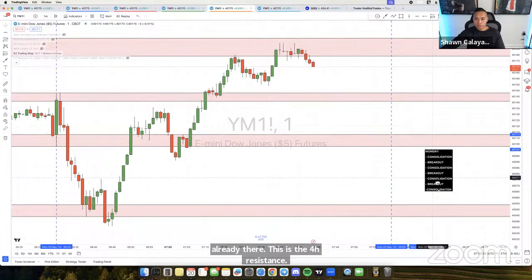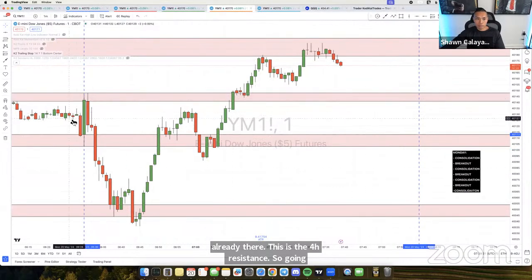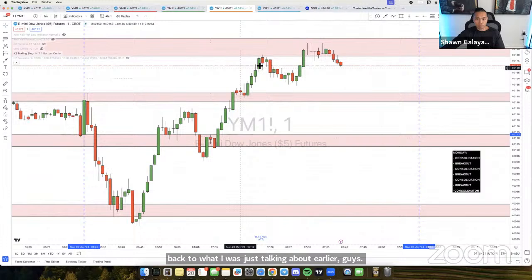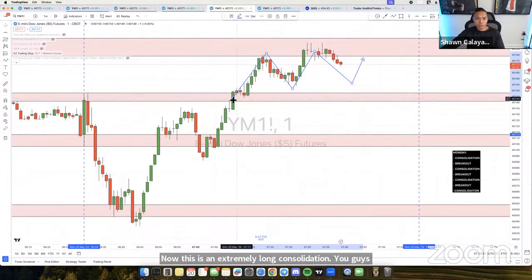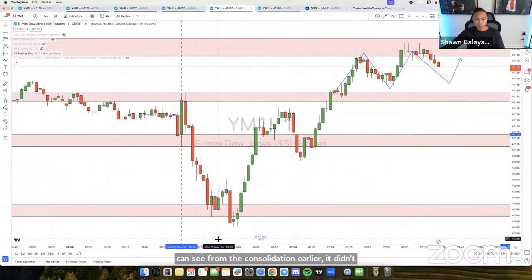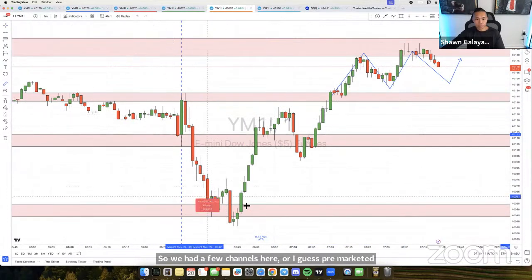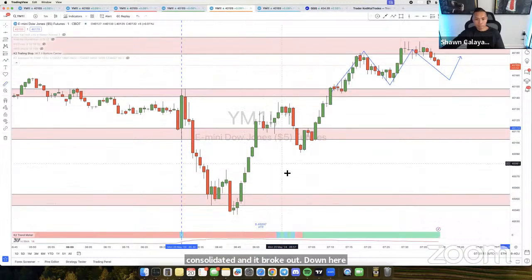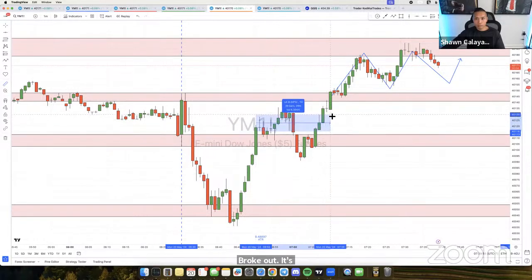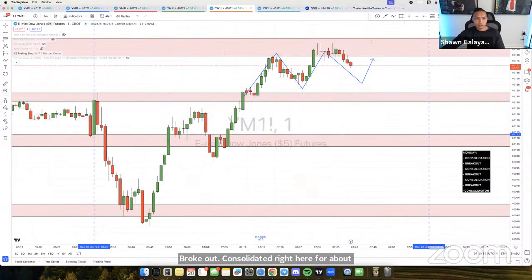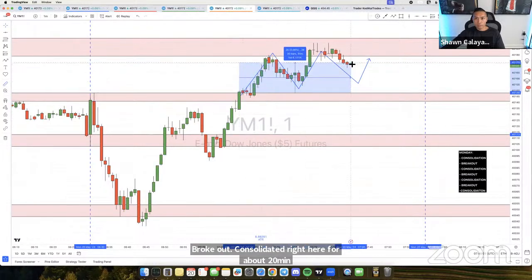So going back to what I was just talking about earlier, guys: consolidation, breakout, consolidation, breakout, consolidation, breakout, etc. Price is still in this consolidation. Now, this is an extremely long consolidation. You guys can see from the consolidation earlier, it didn't really last this long. Pre-market it consolidated and broke out. Down here, price consolidated for about 10 minutes, broke out. Consolidated right here for about 20 minutes, broke out. Now this has been consolidating here for about 30 minutes. Sorry, 1 second.